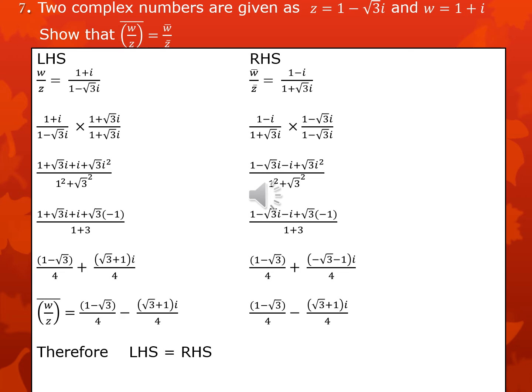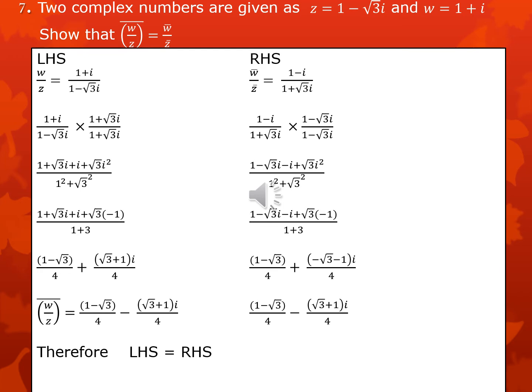Question number 7. Two complex numbers are given as z is equal to 1 minus root 3i and w is equal to 1 plus i. Show that conjugate of w upon z is equal to conjugate of w over conjugate of z. In order to answer this question, we will simplify the left hand side and the right hand side separately. So simplifying the left hand side, we have conjugate of w upon z. So we will first find w upon z.